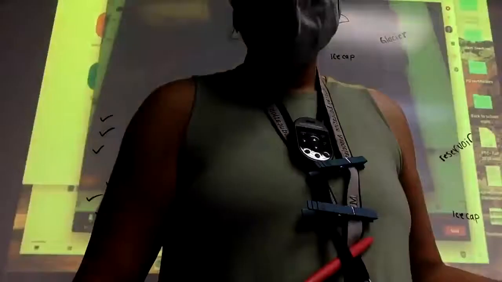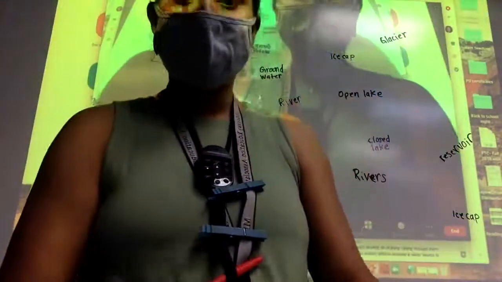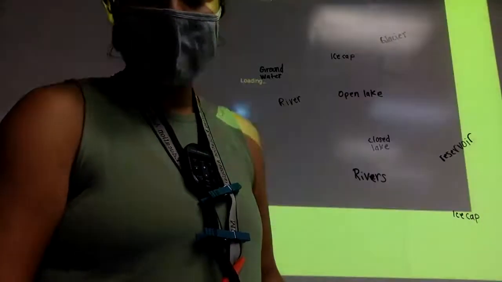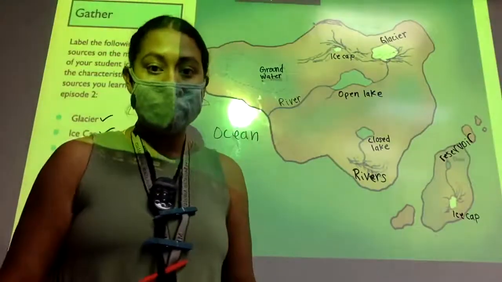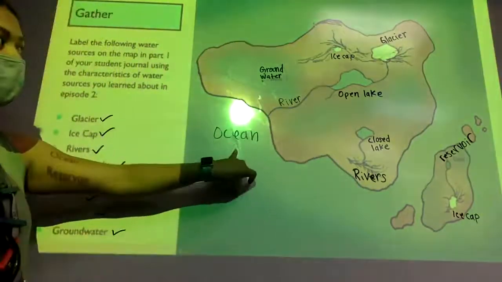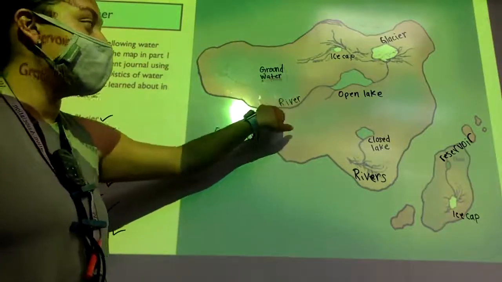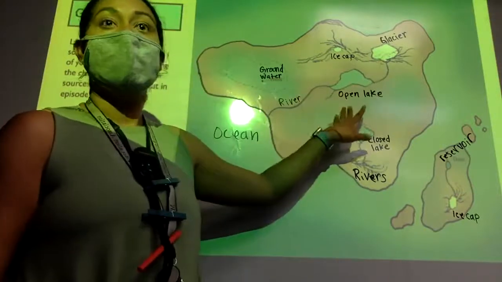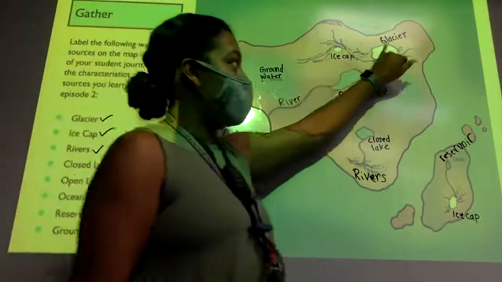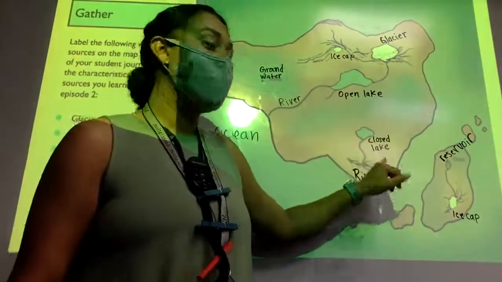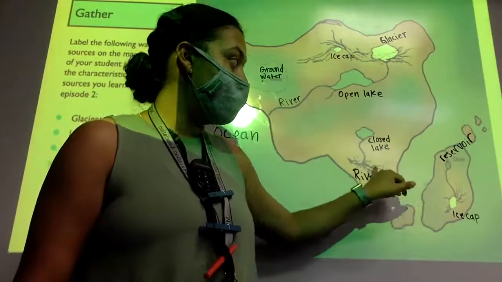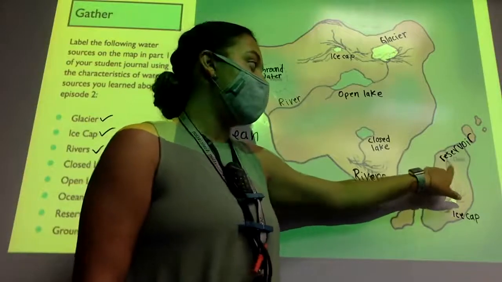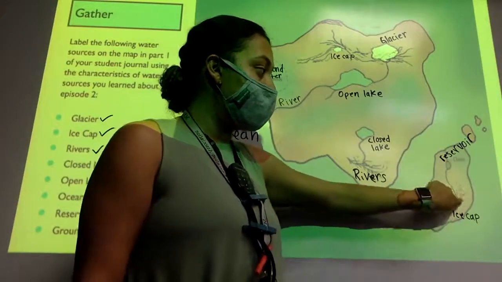If we go on Google Classroom, we can see this. There we go. Okay, so we're on slide 3. So ocean, groundwater, a river because it connects to the lake, an open lake because it has multiple sources for outlet, an ice cap, a glacier, a closed lake, rivers, a lot of rivers over here, a reservoir because this is where we get water from that is man-made as well, like a dam, and then another ice cap. And what are these over here?